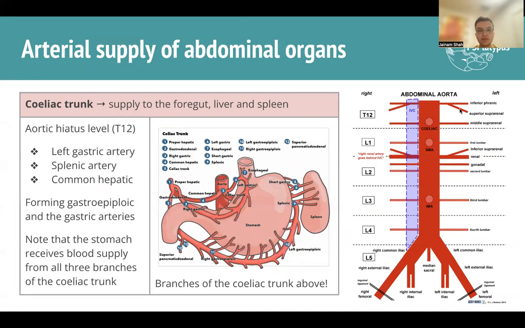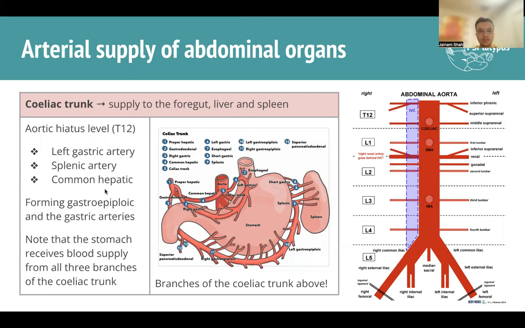But in terms of things that you want to remember for your exams and things that are a bit more important and less obvious are going to be the branches that come off each of these major trunks. So let's start with the celiac trunk. This is going to be the main supply to the foregut, as well as bits of the liver and the spleen. It comes off at the aortic hiatus level, so around T12, as you can see in the diagram there. The three major branches it gives off are the left gastric artery, splenic artery, and the common hepatic. And these each have their own branches, which if you want more information about, feel free to look at the notes or have a look at this diagram as well here.